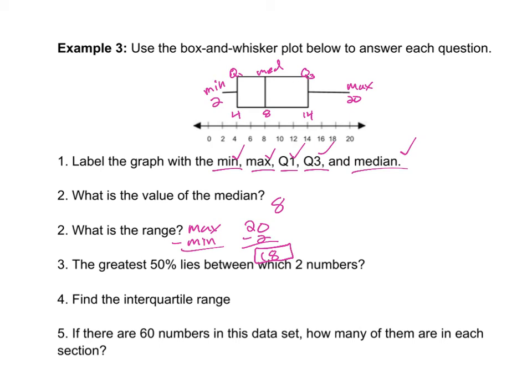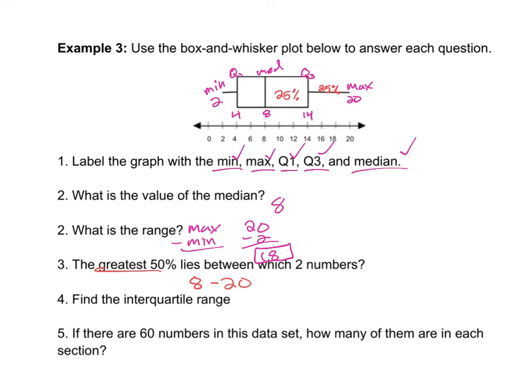The greatest 50% lies between which two numbers? So again, we have to think back that every section is 25%. So if this is 25%, this is 25%, that makes up our greatest 50%. So that looks like that's going to fall between an 8 and a 20.